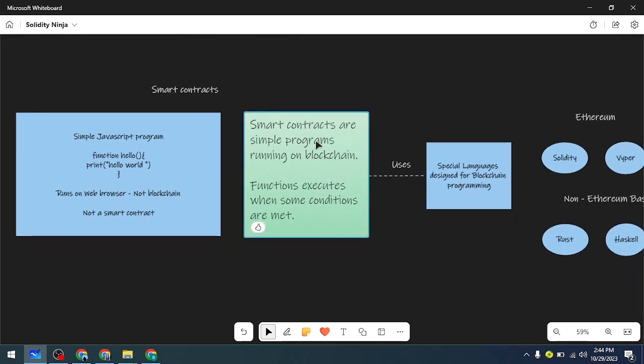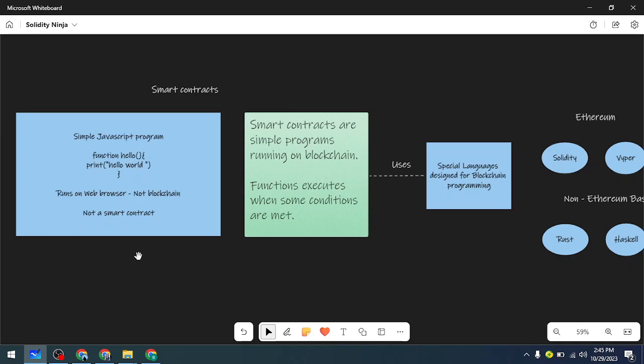Smart contracts are nothing but simple programs that are running on blockchain. These programs include different functions, and inside those functions we have different conditions that need to be met for the functions to execute. We will see that later in detail when we write our first Hello World program in Solidity, or smart contract in Solidity.